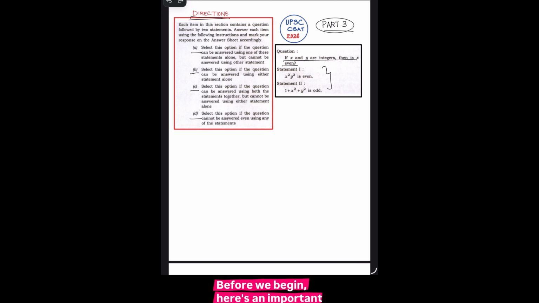Before we begin, here's an important concept. The square of an integer has always the same odd-even nature as the integer itself. In other words, square of an even integer will always be even and square of an odd integer will always be odd. Now let us evaluate the statements one by one.